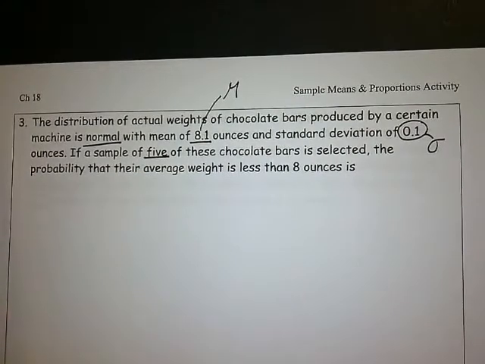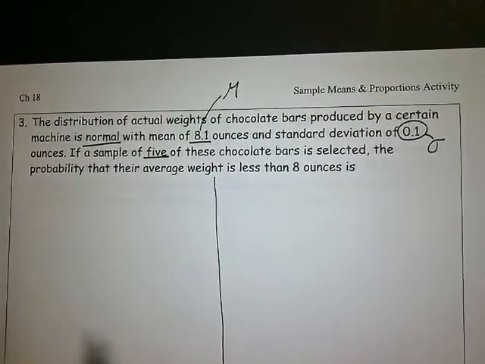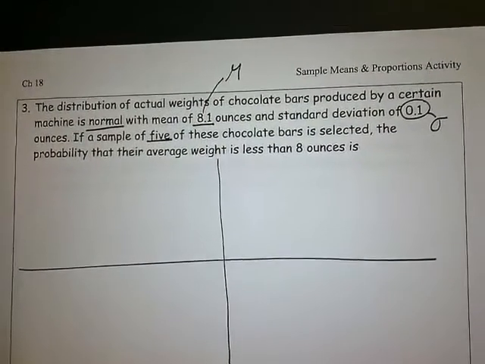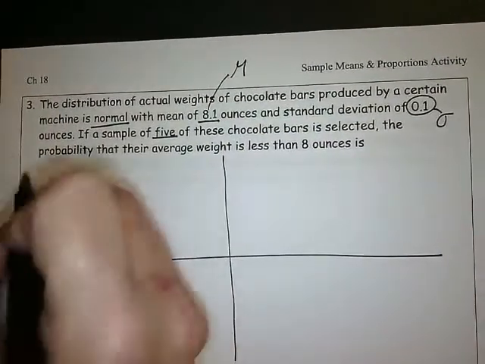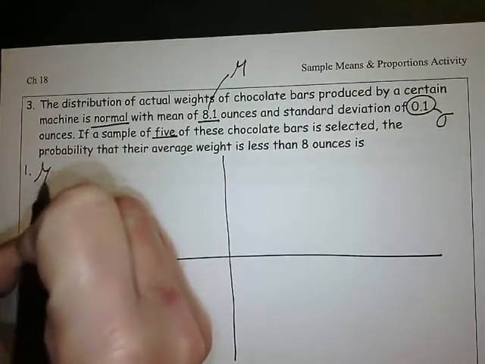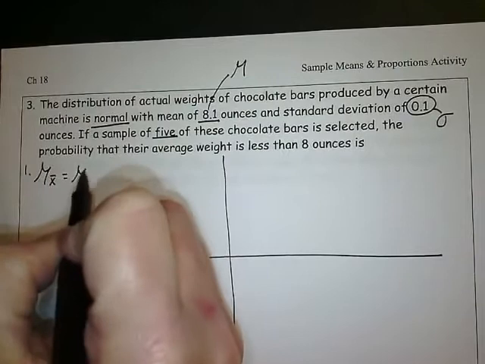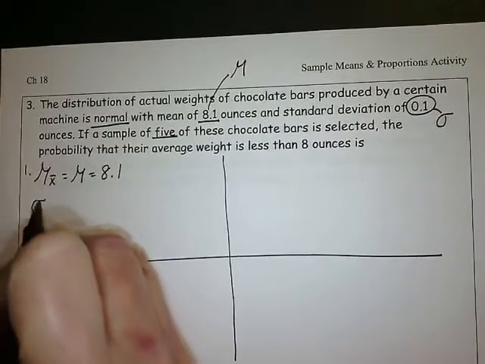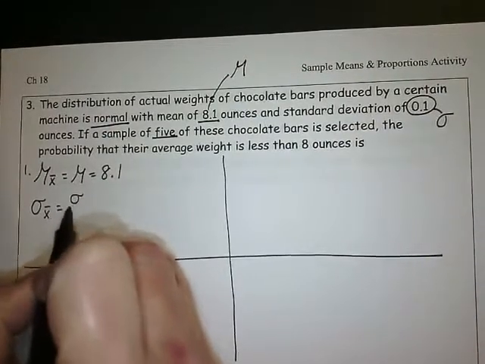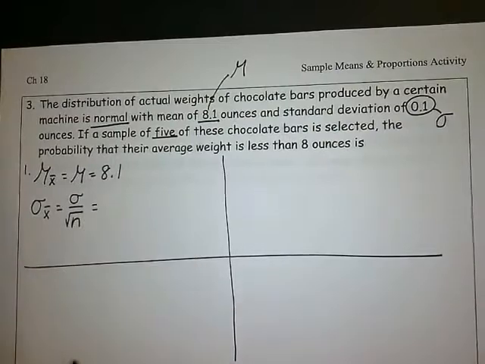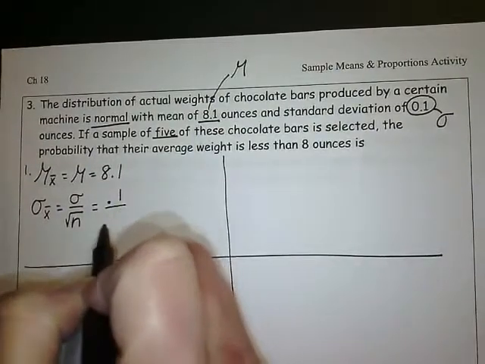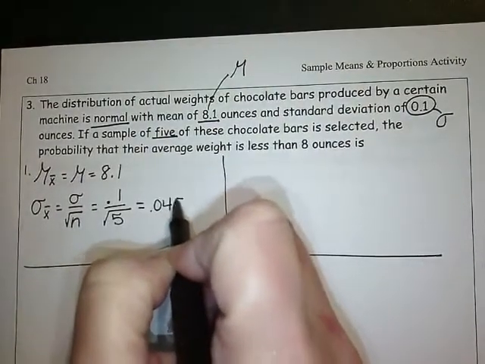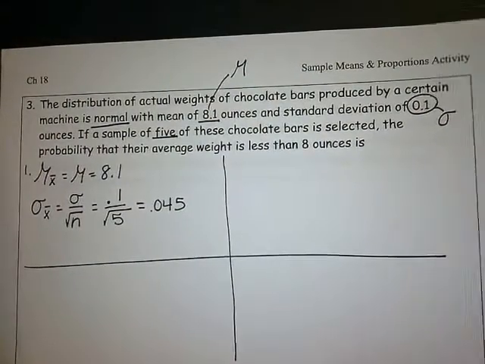Okay, so we're going to divide this up again. Now I'm dealing with the land of means. Since they told me the mean and the standard deviation, now I have in the first box my mean, and it's x bar this time, is equal to the population mean, which is going to be 8.1. Then I have my standard deviation of x bar, which is the population standard deviation over the square root of n. So my population standard deviation is 0.1 over the square root of 5. So I'm going to get 0.045. So I have my mean and my standard deviation.